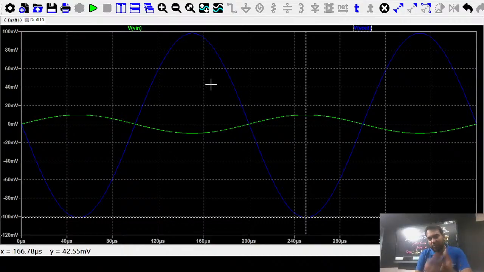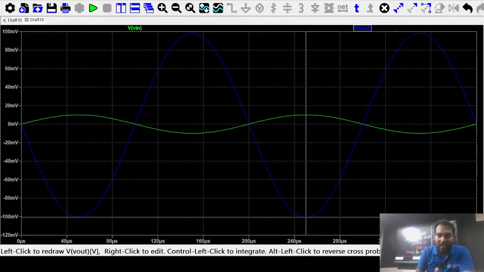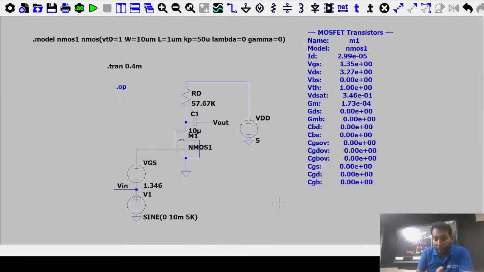So this is represented in terms of transient analysis. Now I am going for the perfect value. I am interested in the perfect value, just like this. I am trying to find out what that perfect value is.